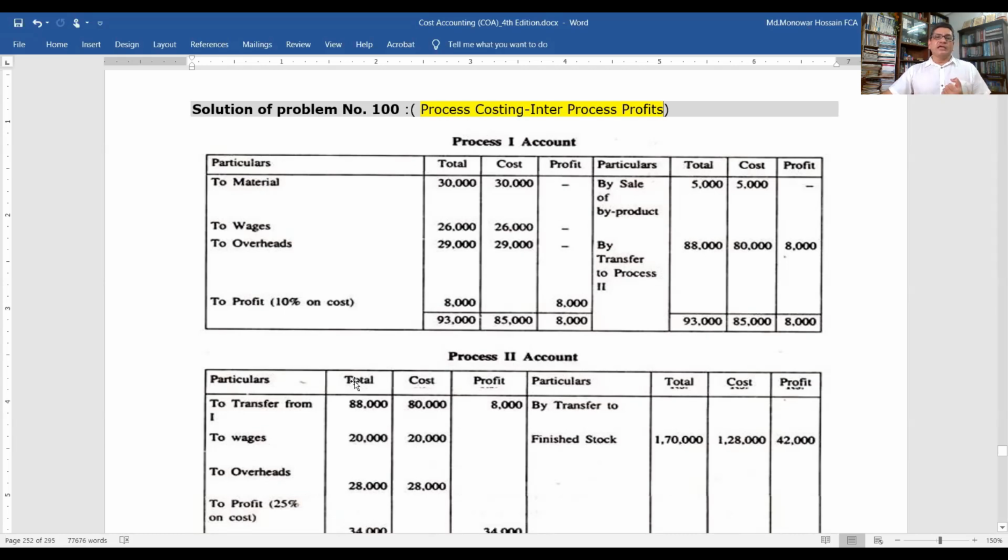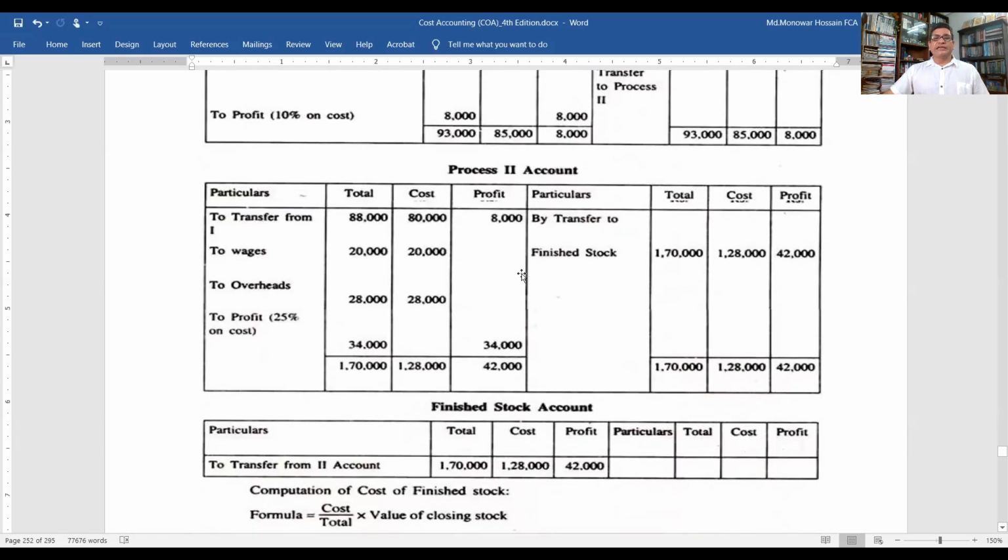Within this 88,000, 10% is the profit that will transfer from one department to another department. So it is the inter-process profit here, 8,000. The total is 93,000, but the cost is 85,000 and the profit here is 8,000. Total is 80,000, so 88,000 is transferred to process 2. If we look again here, the 88,000 in process 2 has 80,000 as cost and 8,000 as profit.